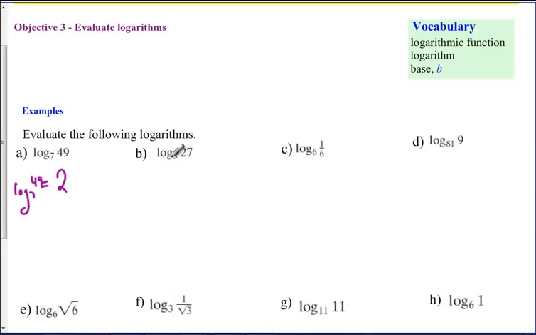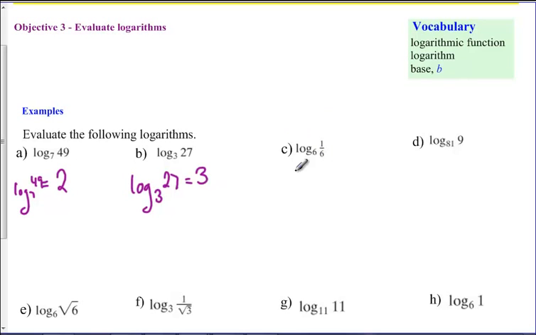All right, for B, the log base 3 of 27 equals 3 to what power gives you 27? Third power. 3 times 3 will give you 9, and then 9 times 3 will give you 27.